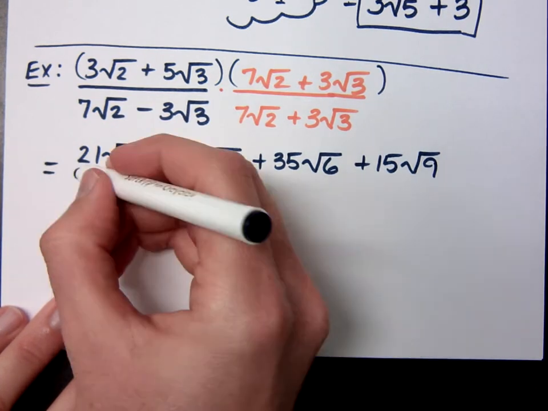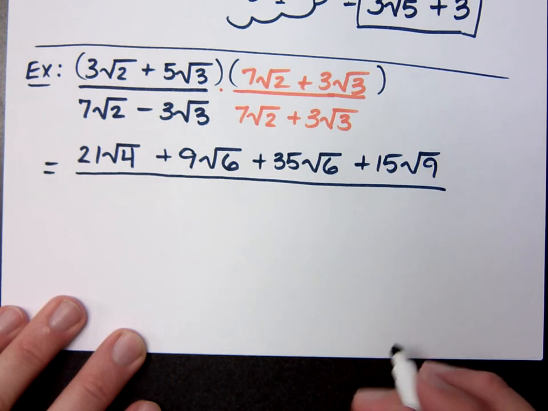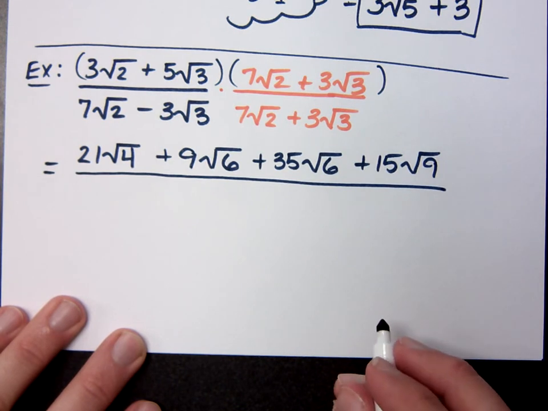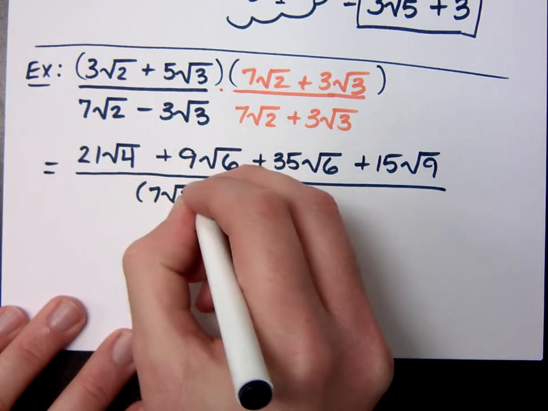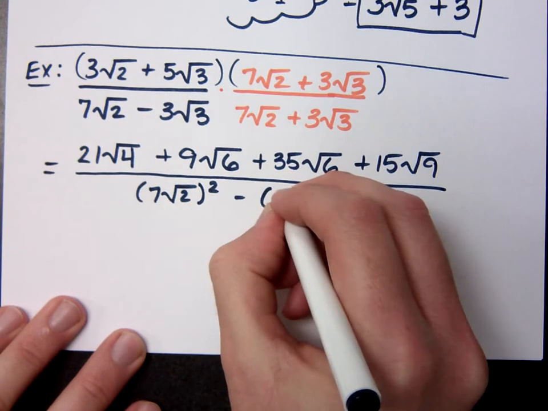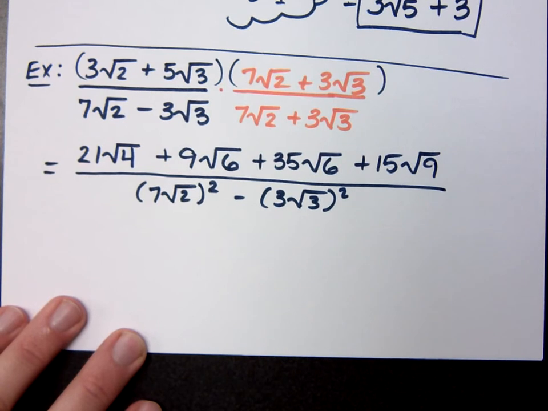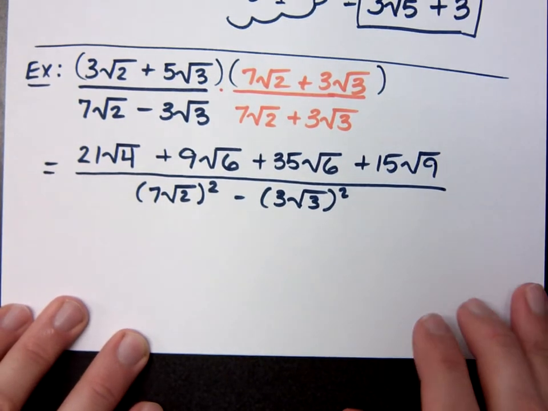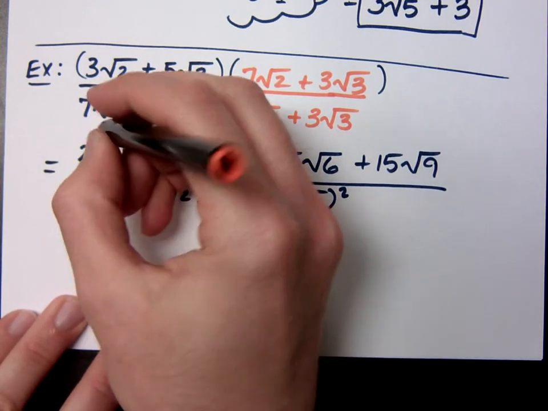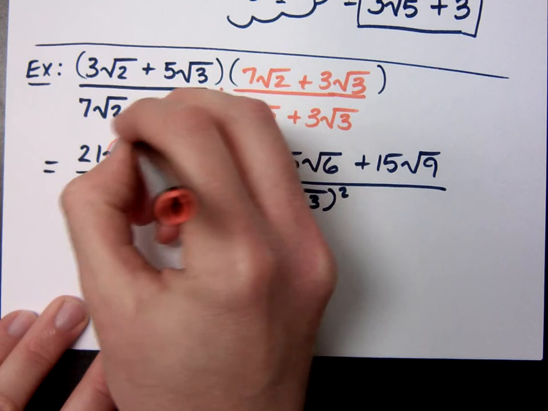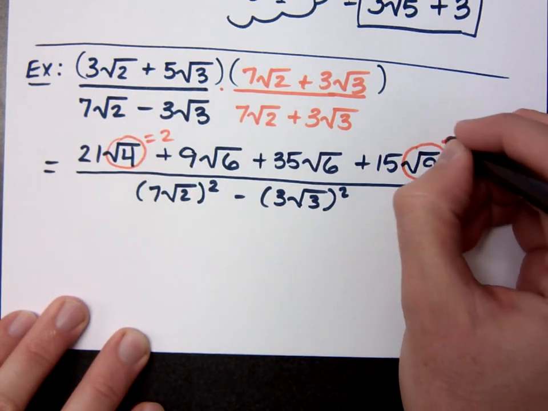And then in my denominator, what do I have? 49 times 2 minus 9 times 3. Well, it's going to start off as the difference of squares. I'm going to show this step here for right now. This does give me the difference of squares. So piece by piece, let's finish working this out. If you look in this numerator, we do have some things that we can simplify because I have this square root of 4. What does this guy give me? And then I also have this square root of 9, which is going to give me 3.